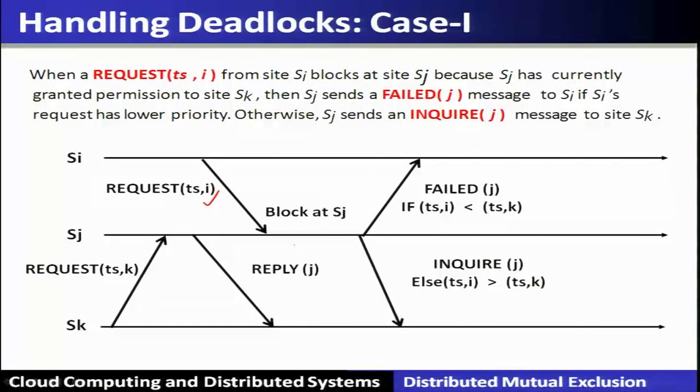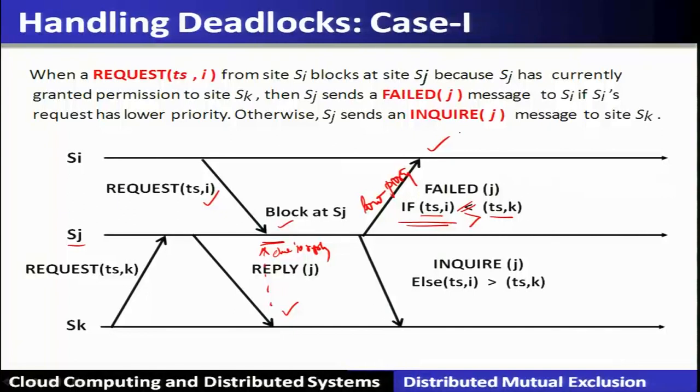Si is requesting, and it gets blocked at Sj. Now Sj has already sent the reply to Sk, therefore it gets blocked due to this reply. Now this requesting message will use the timestamps to compare their priorities. If the timestamp of Si is higher than the timestamp of Sk, that means it is low priority, then it will send a failed message.